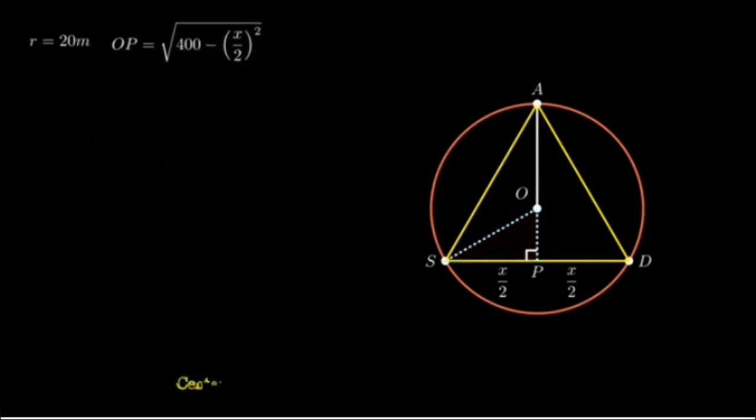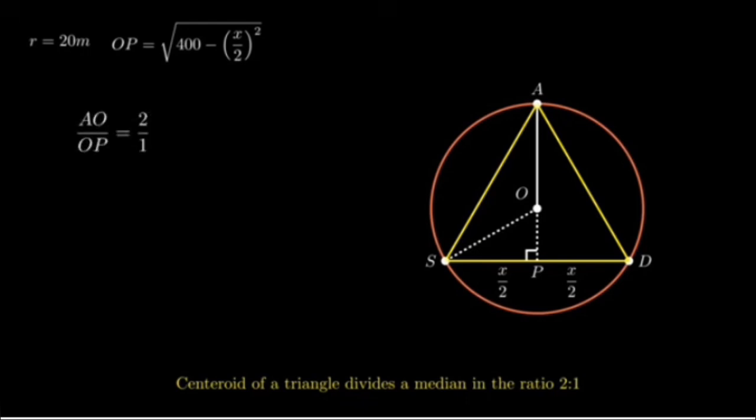Since the centroid of an equilateral triangle circumscribing a circle lies at the center of the circle and divides the median in the ratio 2:1, the ratio of segment AO and segment OP is equal to 2 by 1. As segment AO is the radius and equals 20 meters, on simplifying this ratio we get OP equals 10. As OP equals the square root of 400 minus square of X by 2, squaring both sides is done to remove the root.